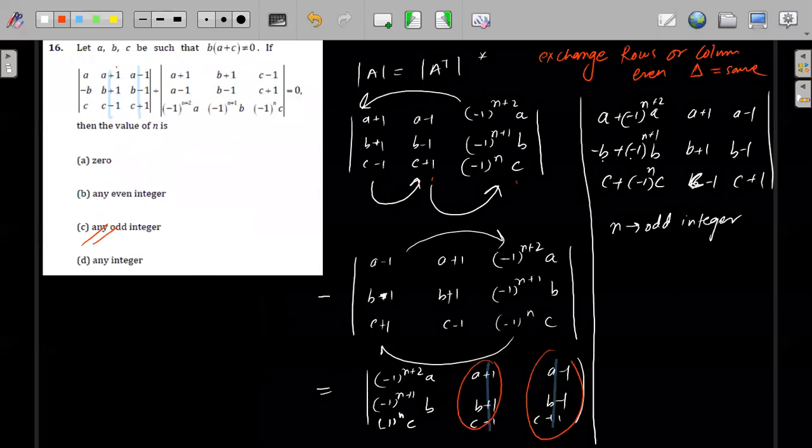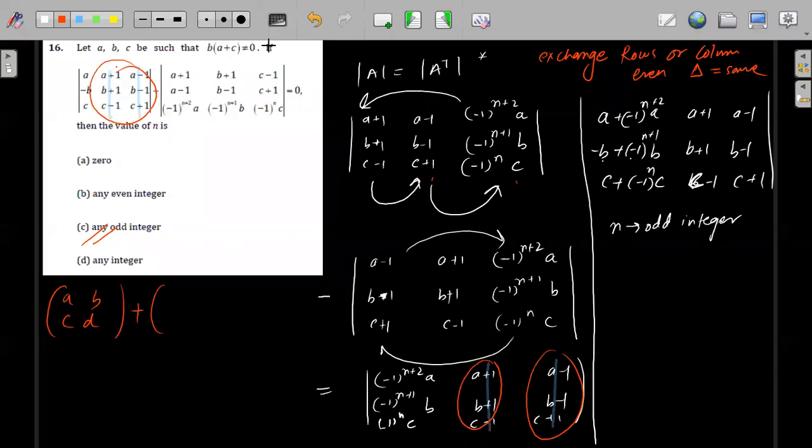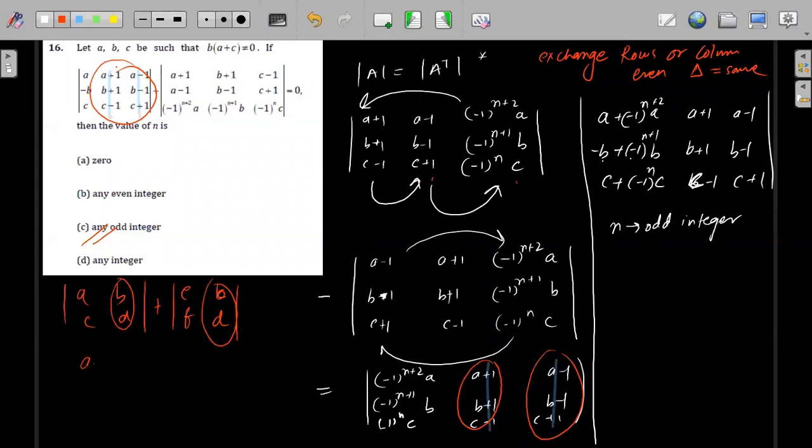So I can add two determinants. Suppose A, B, C, D, and plus E, F, B, D. If I have two determinants like this where a column is the same, I can add them. So this will become A plus E, C plus F, B, D. This we have already seen many times. Okay.